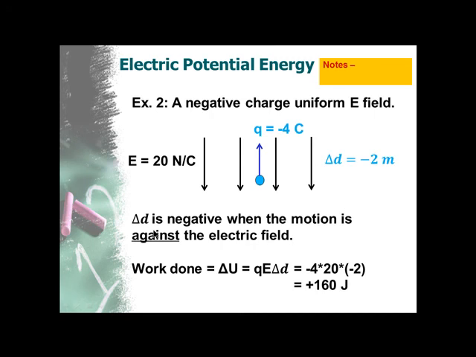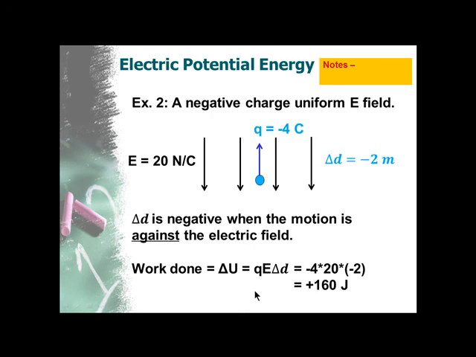Now, why do I have to do that? Well, if we use our formula, again, to calculate the amount of work that's been done, we will take Q, which is a negative number, times E, which is a positive number because it's a magnitude, and then delta D is negative since the charge is going against the electric field. So now I have negative 4 times positive 20 times negative 2, and that is still going to give me a positive result. So the electric field is still doing a positive amount of work on this negative charge, even though it's going in the opposite direction.